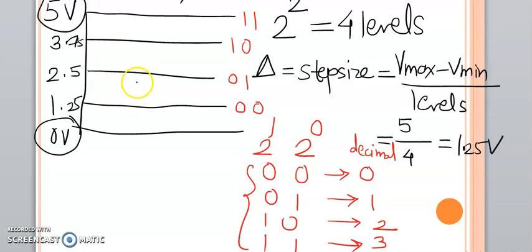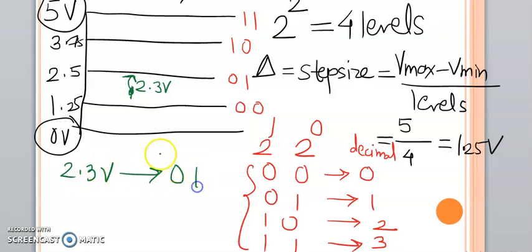a voltage of 2.3 volt on its analog pin. So whether this voltage will be converted to 0 1 digital value? Yes, because 2.3 is nearest to 2.5 rather than 1.25. So 2.3 volt of analog voltage will be converted to 0 1 as its digital value. So this is your analog voltage and this is the digital value that it is going to be.